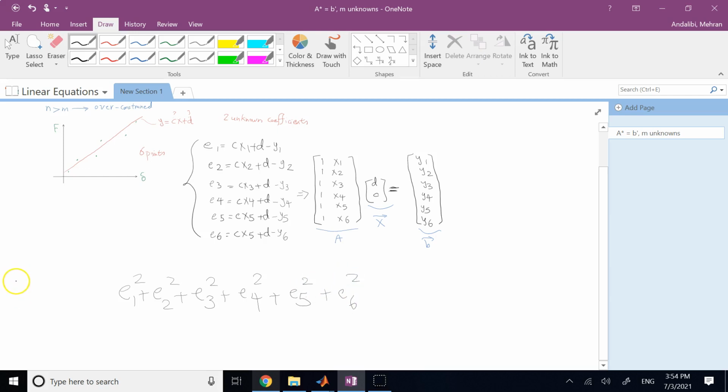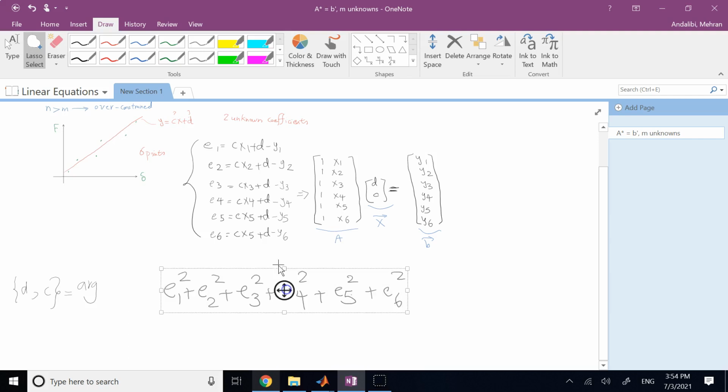And I'll find my C and D, or D and C, doesn't matter, to be values that minimize this function. Because clearly each one of these e's depends on C and D, so this sum of squares clearly does depend on C and D. You say argument of the minimum of this function. Okay, and then you can do what we call least squares curve fitting, right?